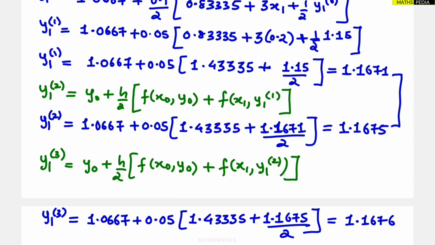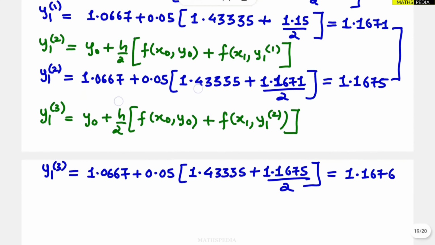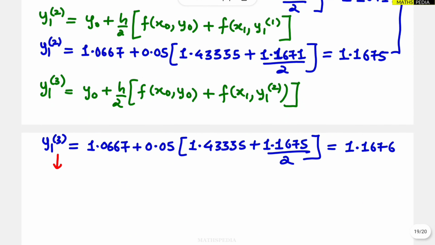So third iteration they have said to stop it. So we have got the value. This particular value will represent what? Y of 0.2. The final answer, which is 1.1676.